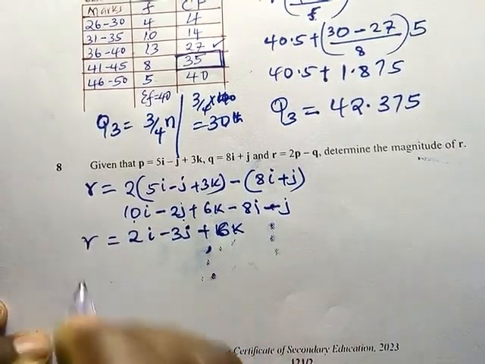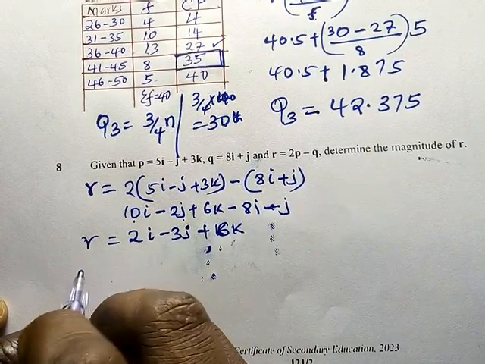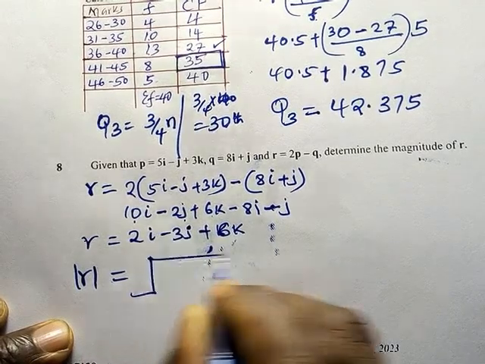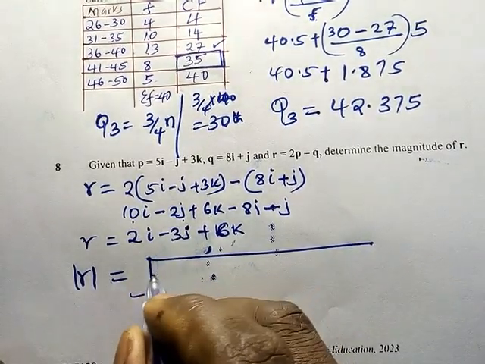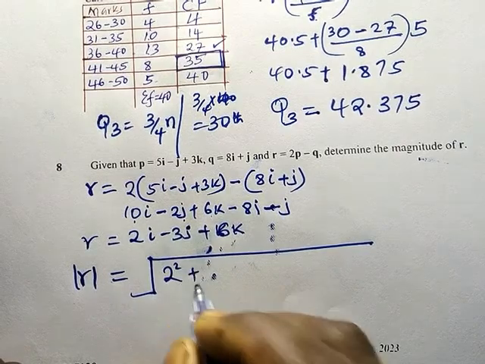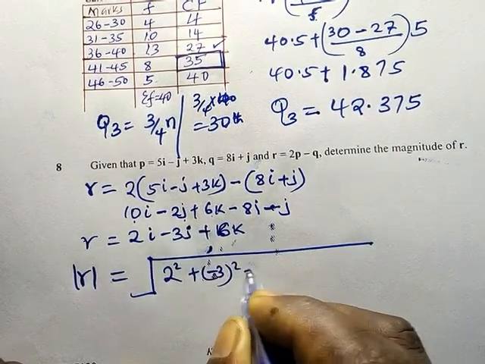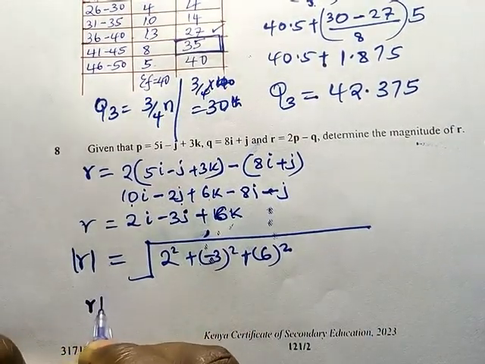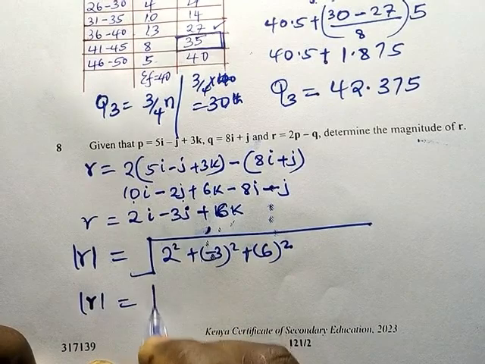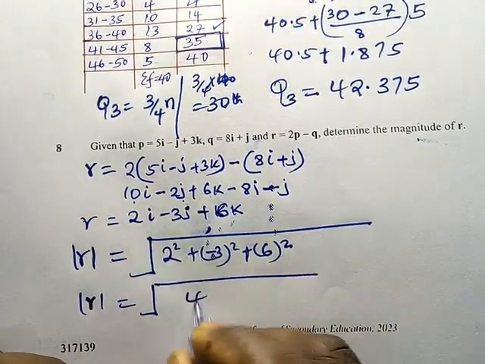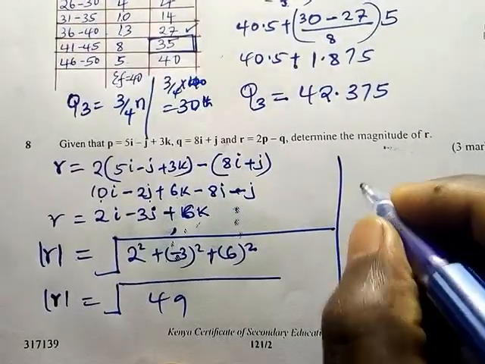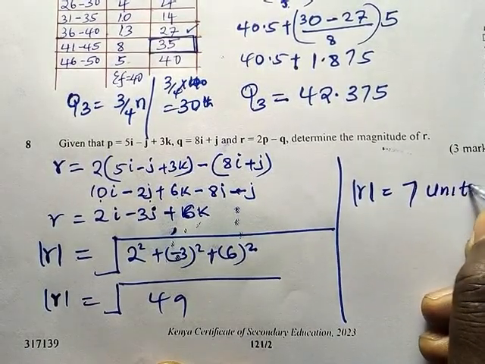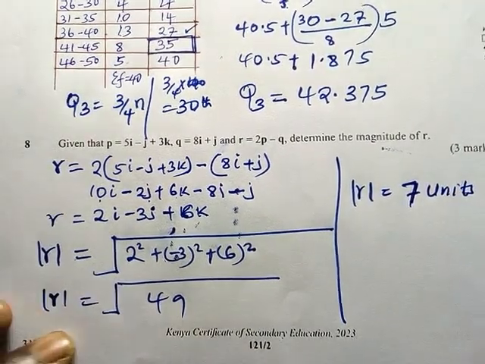So now to get the modulus, or the magnitude, R modulus is equal to the square root of 2 squared plus negative 3 squared plus 6 squared. R modulus is equal to the square root of 49. R modulus is equal to 7 units.